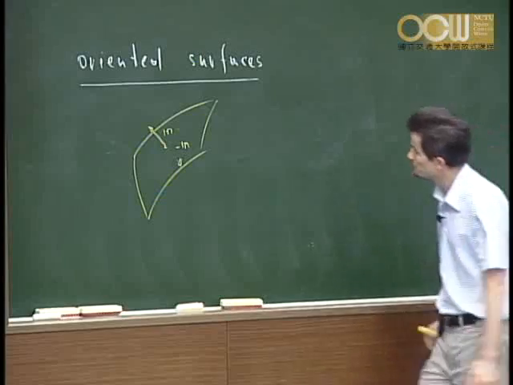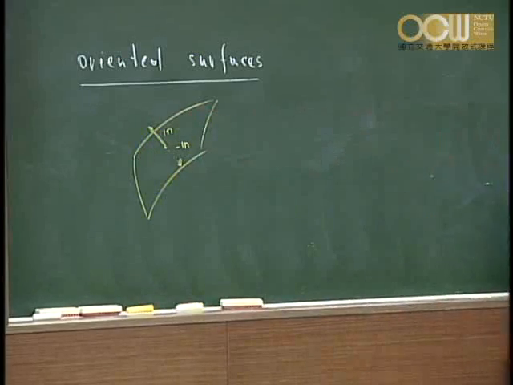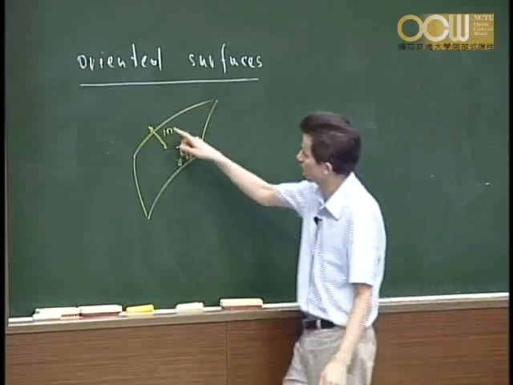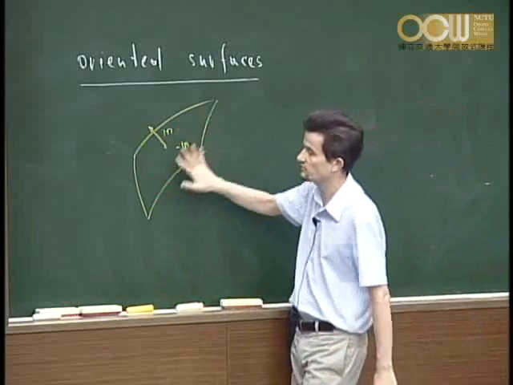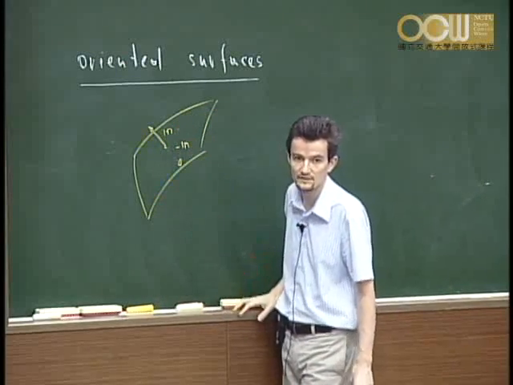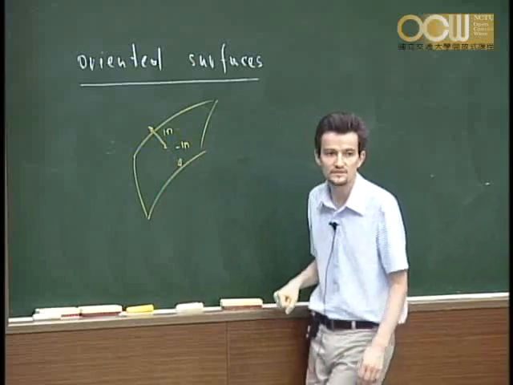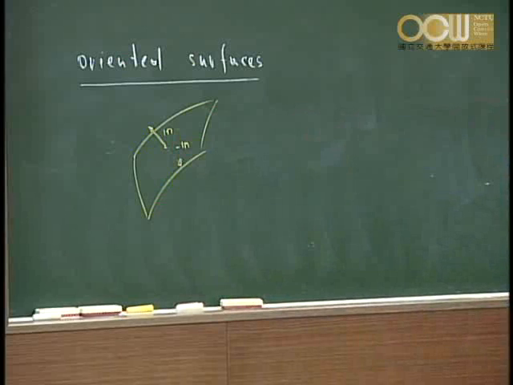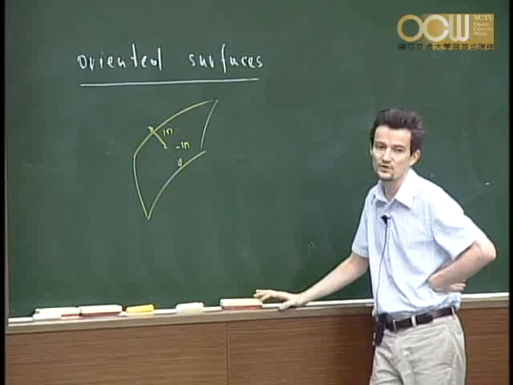Now, a surface is called oriented if you can choose one of the two, in such a way that if you move over the surface, if your point is moving over the surface, the way the point is mapped onto n is continuous. So this is not a mathematically precise definition, but this is what it means that the surface is oriented.